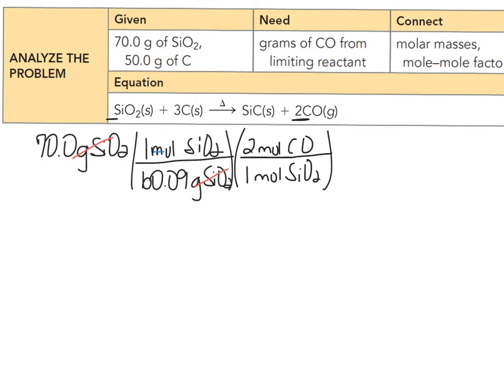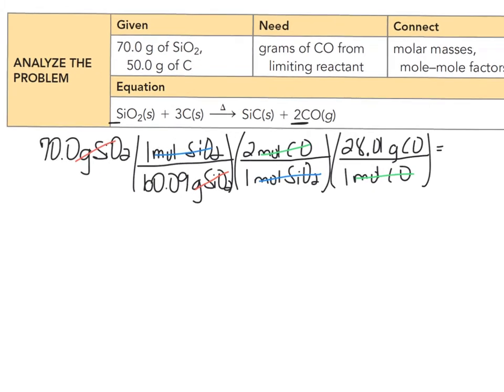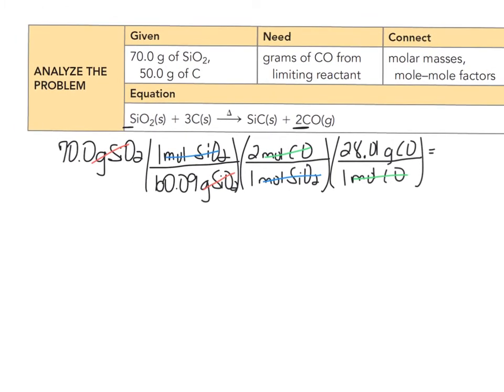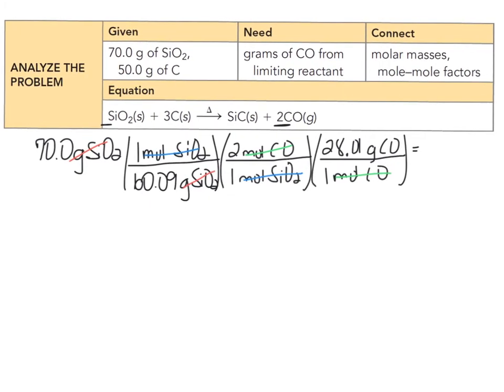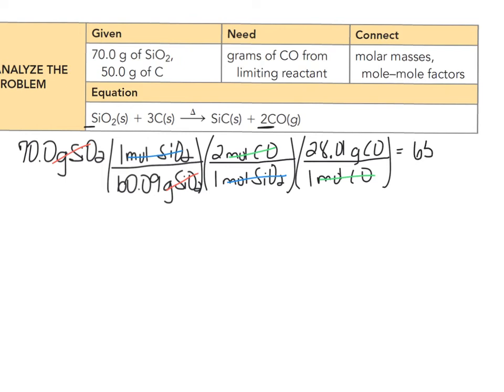So now moles of silicon dioxide cancel, and I have moles of carbon monoxide as my unit. The last step is to do the molar mass of carbon monoxide, 1 carbon and 1 oxygen. That gives me 28.01 grams of carbon monoxide in 1 mole. Moles of carbon monoxide cancel, and I wind up with 65.3 grams of carbon monoxide if I use up all of the 70 grams of SiO2.